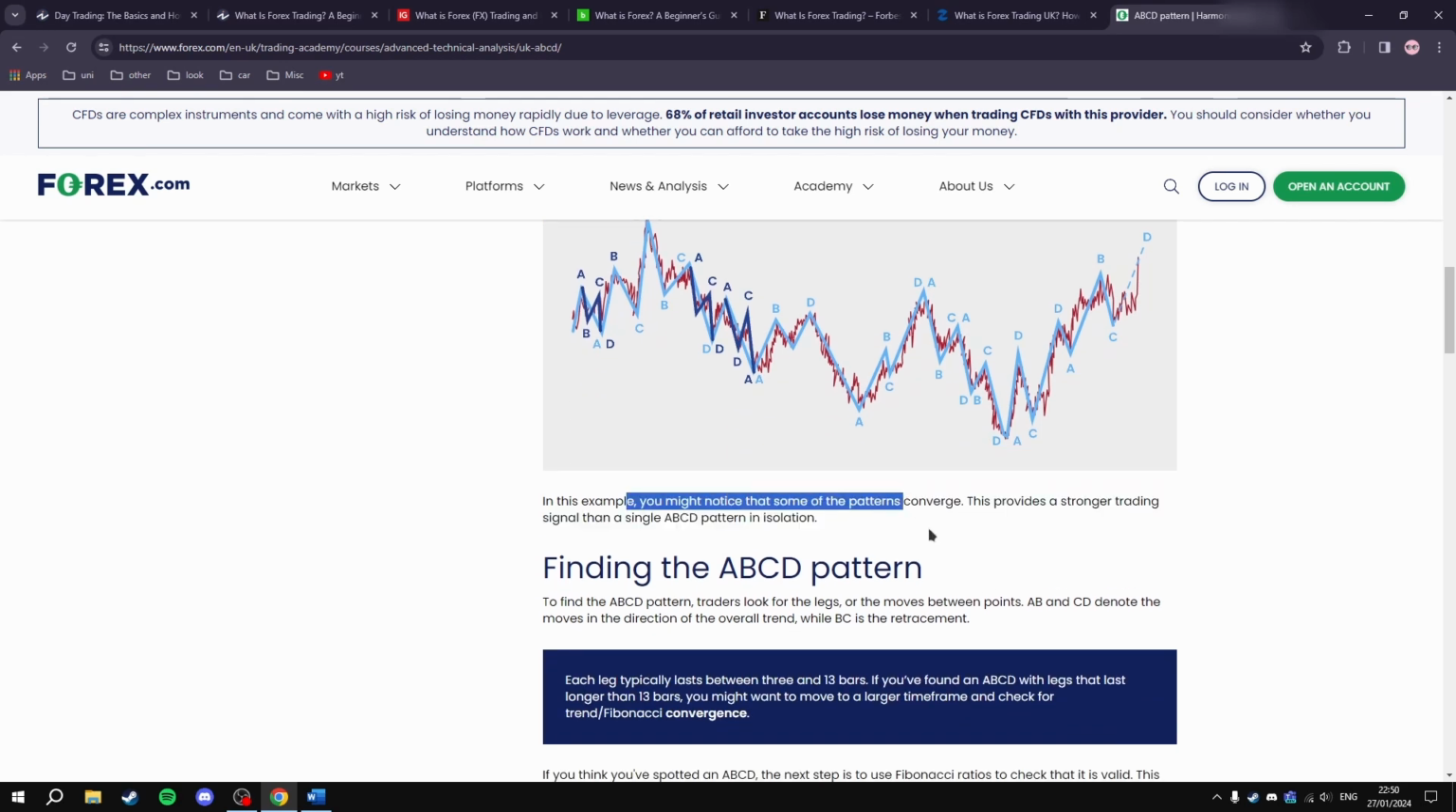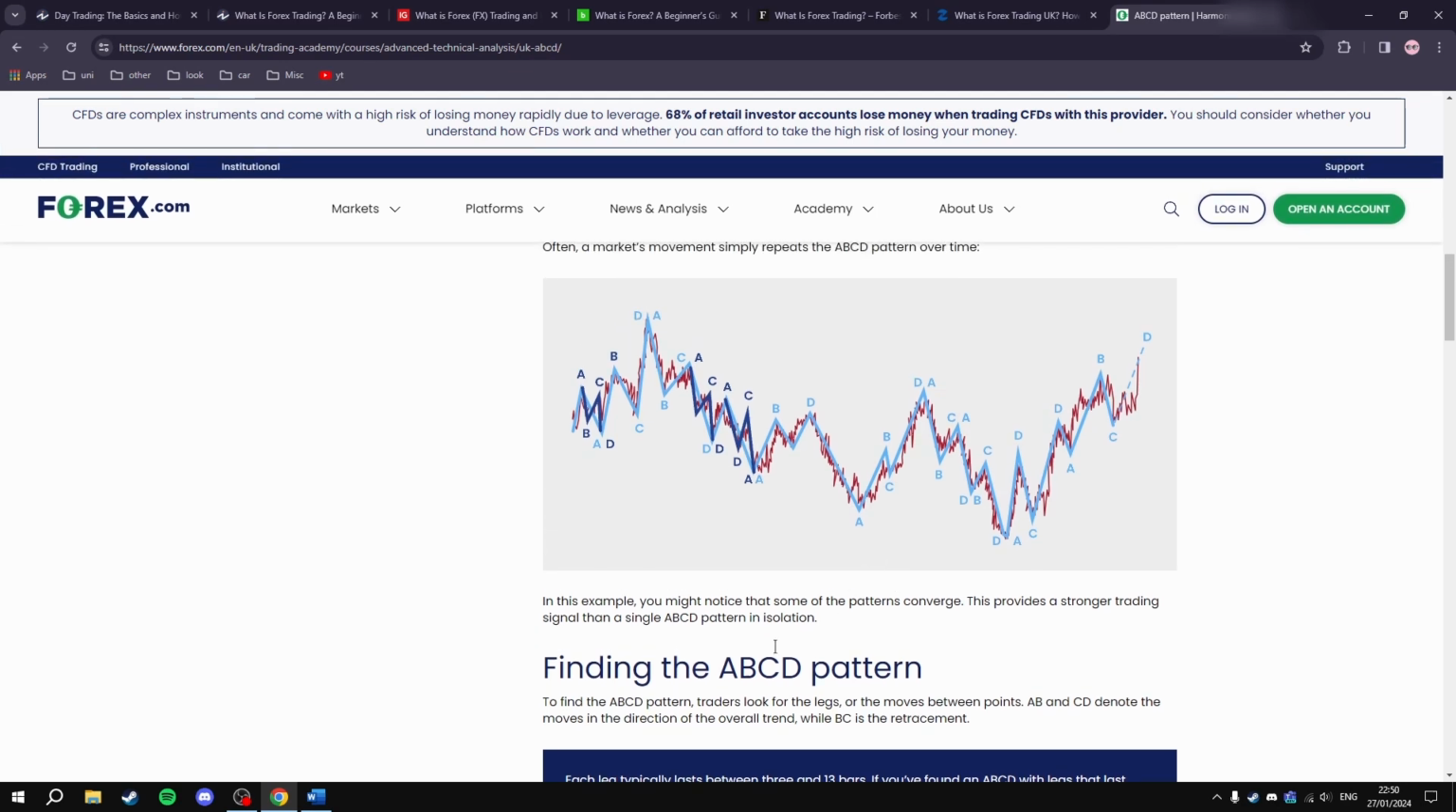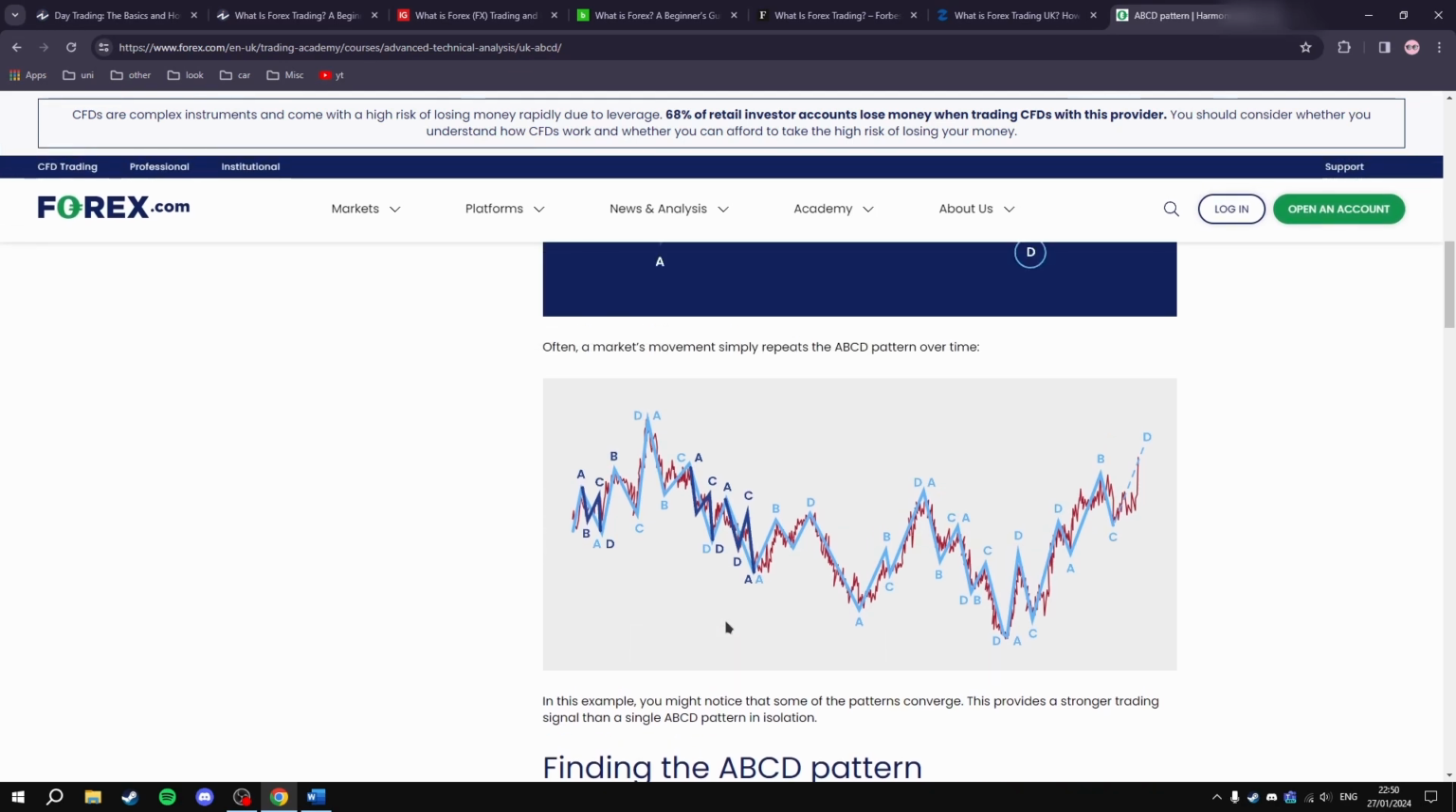In this example, you might notice that some of the patterns converge. This provides a stronger trading signal than a single ABCD pattern in isolation.